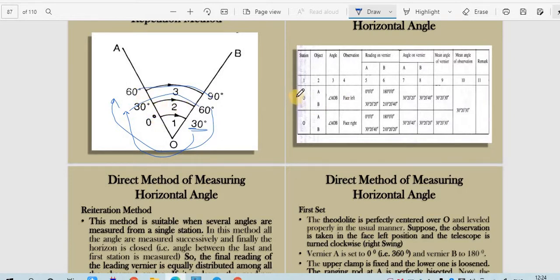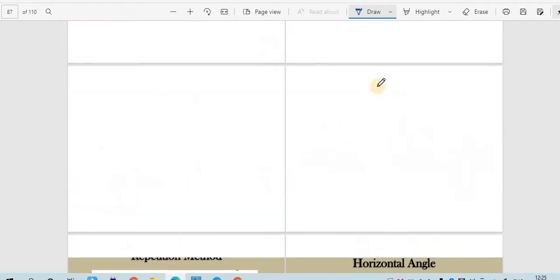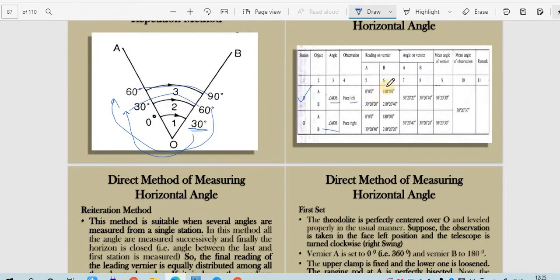Okay, and this is how you will have to make the observation. You can see that over here the angle AOB has been given with face left position, and angle AOB is given with the face right position. Okay, the reading on vernier A initially was 0, at B it was 180 degree, after that at 30 degree 20 minute 20 second, and at B it was 210 degree 20 minute 40 second, and this is the reading with face right observation.